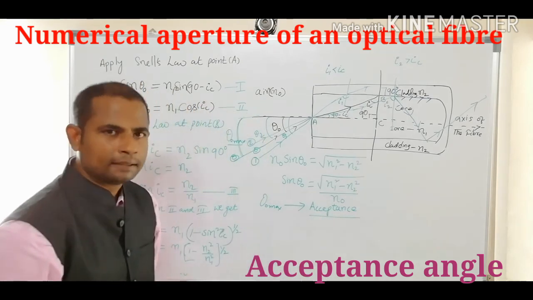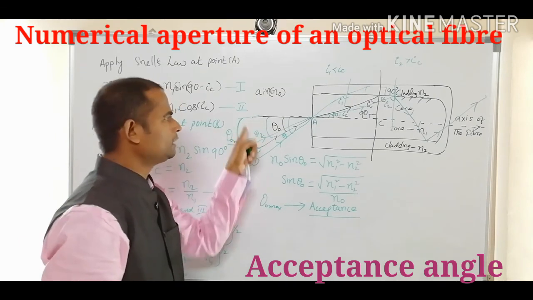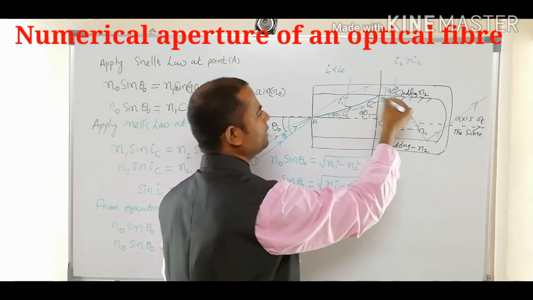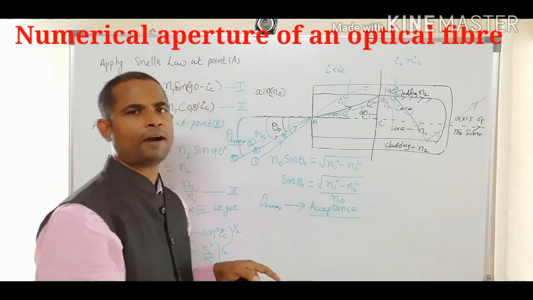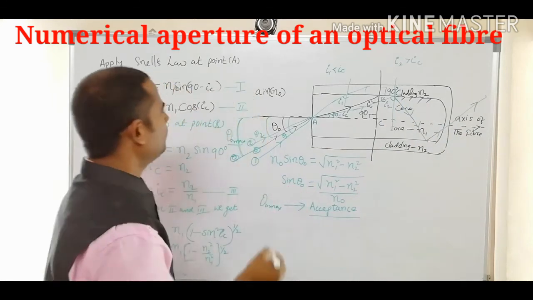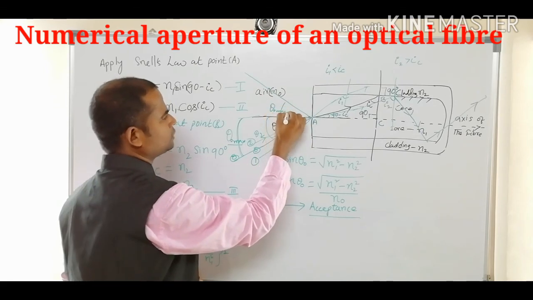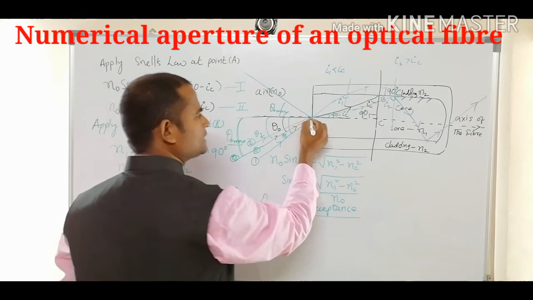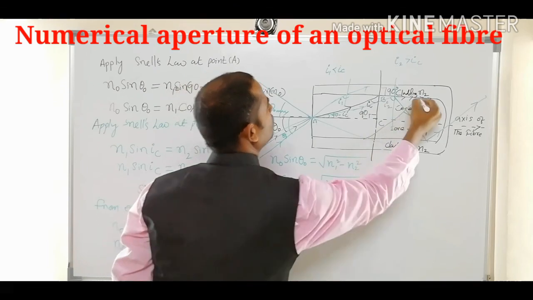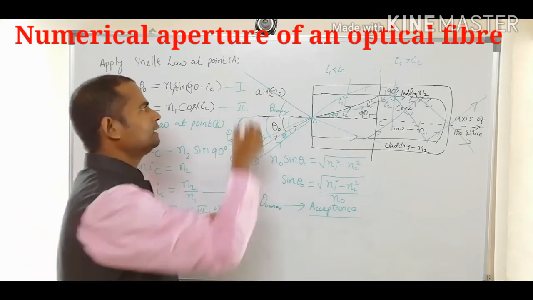What is acceptance angle? It is the maximum incident angle in the interface to the fiber, which will help the light ray to suffer total internal reflection inside the fiber, and as a result it will reach from one end to the other end. Now, if a ray falls from here also, at theta naught max, then this ray would go the same way and suffer total internal reflection in the same way. So here, direction does not matter.